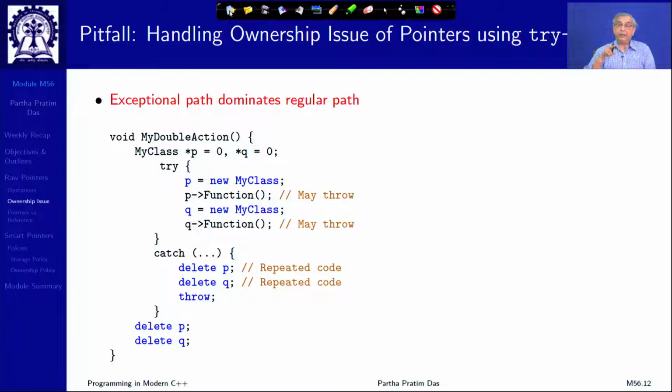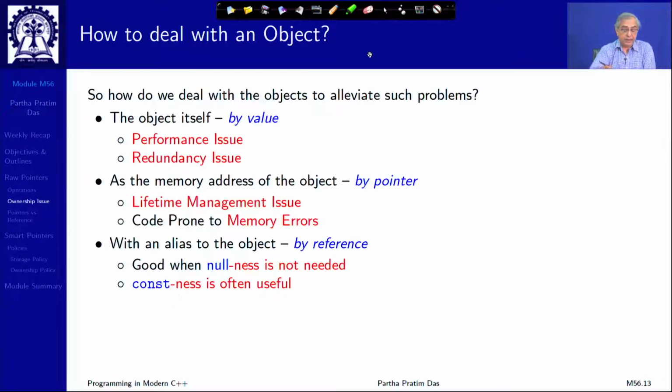It does not happen with automatic variables, because if you have defined anything within the try as an automatic variable, as you go out of that, it will automatically get released. As we know, there are three ways to deal with an object: by value, by pointer, and by reference. If you do it by value, you have performance and redundancy issues. If you do it by pointer, you get lifetime management and memory issues. If you do it by reference, you can do it only in some limited contexts, when nullness is not needed or constness is very useful.